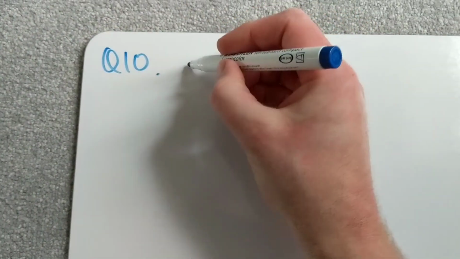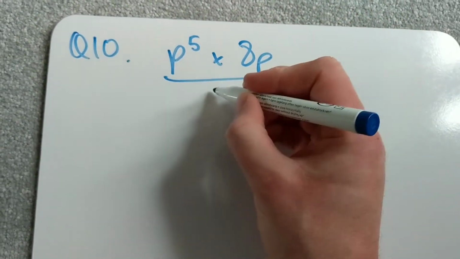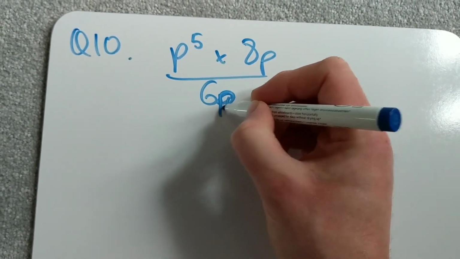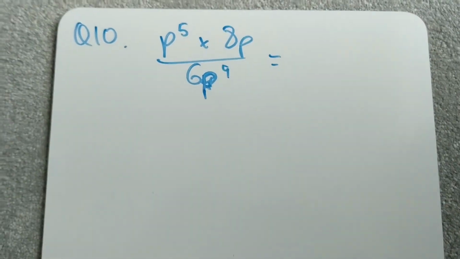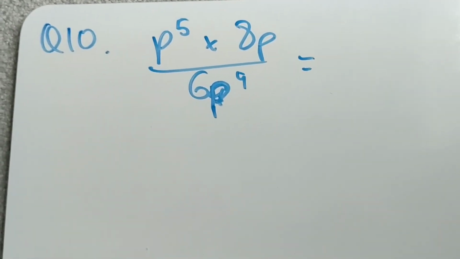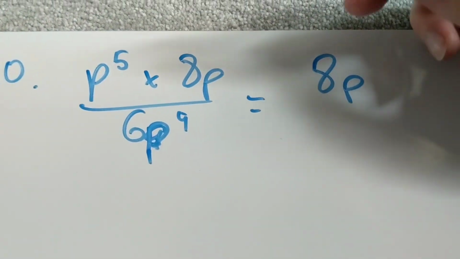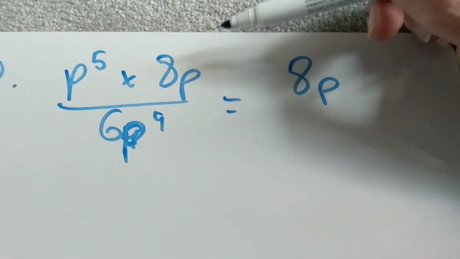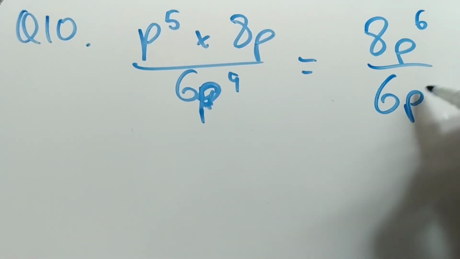Right, last question, question 10. In this last question, folks, it's indices. So it's p to the power of 5 times 8p over 6p to the power of 9. Now, to start with, just do what's on the top line, p to the power of 5 times 8p. Numbers and letters were squished together, so it's 8p, and the power was 5 in the first one, times the p takes it up a power to 6. Bottom line stays the same.